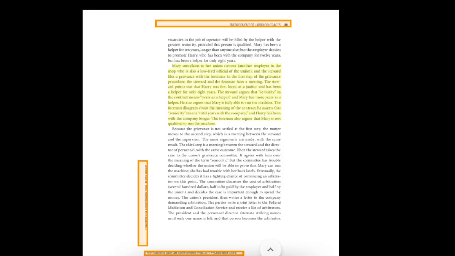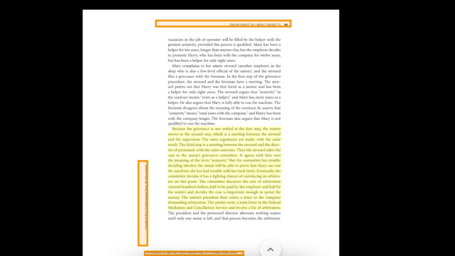In the first step of the grievance procedure, the steward and the foreman have a meeting. The steward points out that Harry was first hired as a janitor and has been a helper for only 8 years. The steward argues that seniority in the contract means years as a helper, and Mary has more years as a helper. He also argues that Mary is fully able to run the machine. The foreman disagrees about the meaning of the contract. He asserts that seniority means total years with the company, and Harry has been with the company longer. The foreman also argues that Mary is not qualified to run the machine.